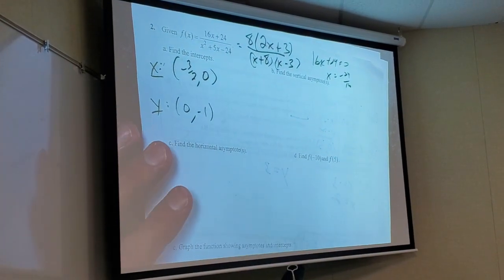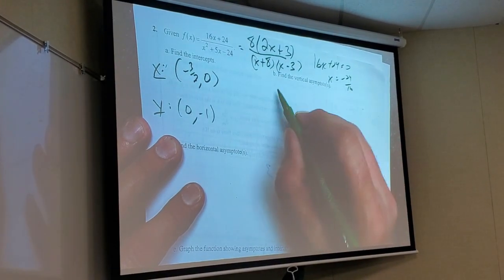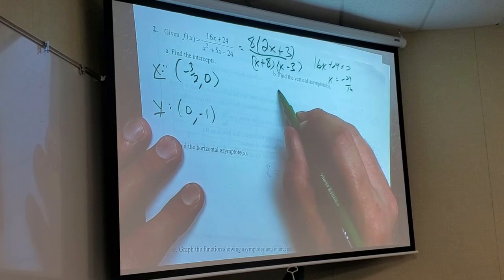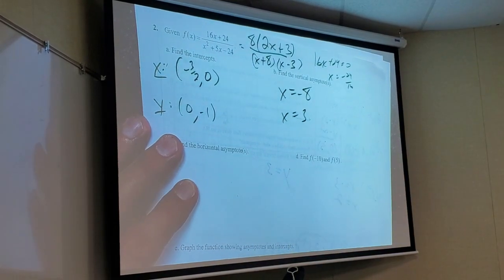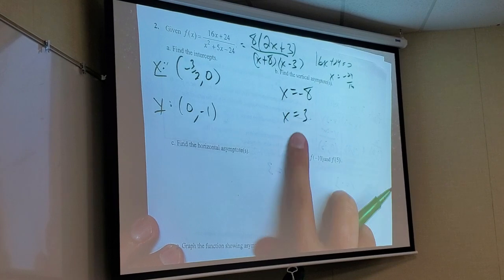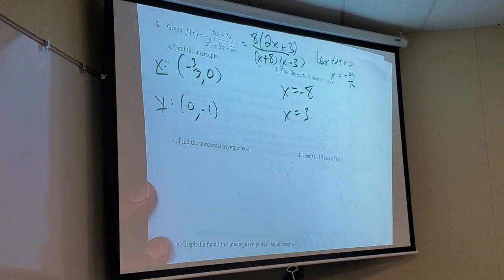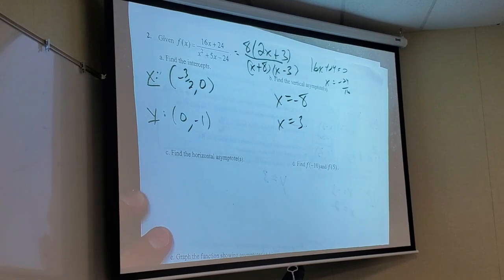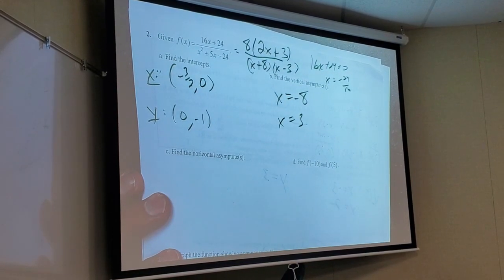What are the vertical asymptotes? Be more specific. X equals -8. X equals 3. I like it. I still appreciate the answers. But when you write it down officially, they have to be equations of lines, because that's how they show up. What situation are we in for the horizontal asymptote? The bottom.